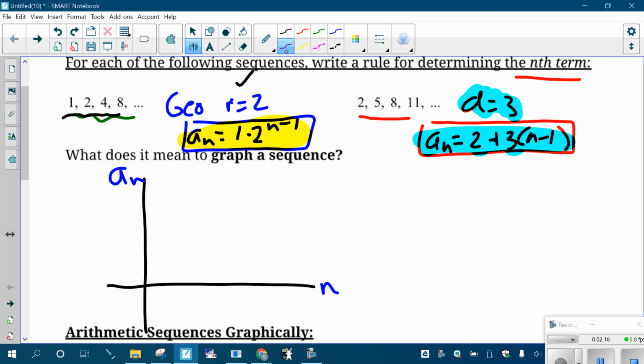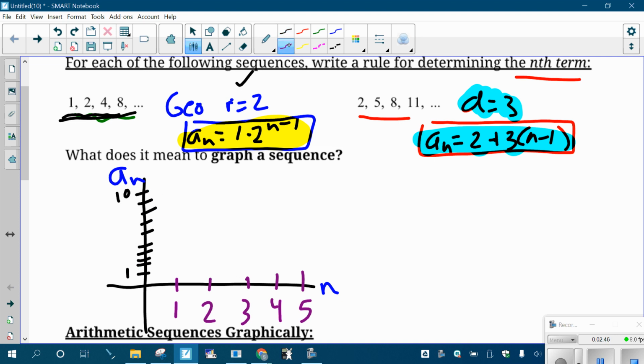So basically the idea is, if you look at the first term, what is the first term? What is the second term? What is the third term? What is the fourth term? What is the fifth term? And then on the y-axis, you plot the number that is that term. If that makes sense. So if you look at this sequence, let's do a little counting here. 1, 2, 3, 4, 5, 6, 7, 8, 9, 10. Let's say I just count by ones, normal.